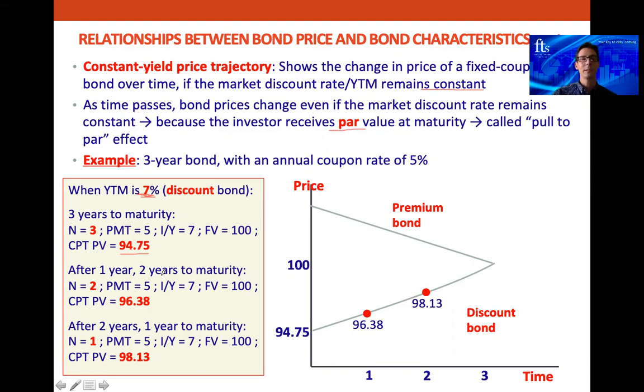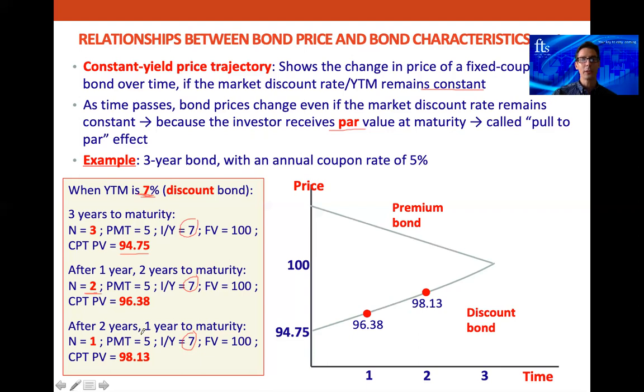Now, what happens after 1 year? There's going to be 2 years left. So now there's only 2 periods left. So N is going to be 2, number of periods 2. The important thing now is that we're going to keep the yield to maturity constant there at 7%. That's the whole thing. That's called the constant yield price trajectory. So if we keep the yield at 7, we see now that the value is 96.38.